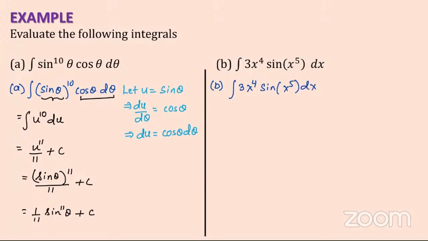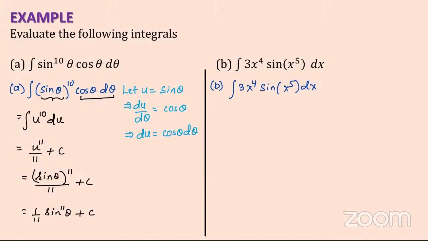Now you have to look at this carefully. We have the product, definitely, right? Sine x raised to 5, that is the composite function. Outside function is sine, and inside function is x to the 5. If you look at the derivative of the inside function, what is the derivative of x to the 5? 5x to the 4. Do you have 5x to the 4 here? We only have 3x to the 4. That means I have to do a little bit of math and make it 5x to the 4.